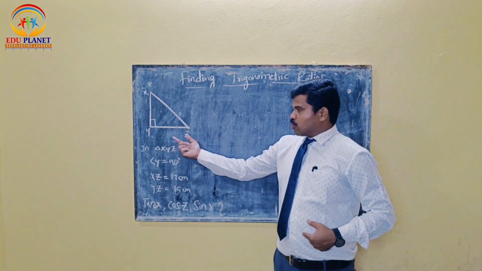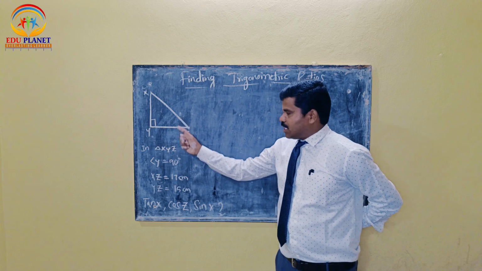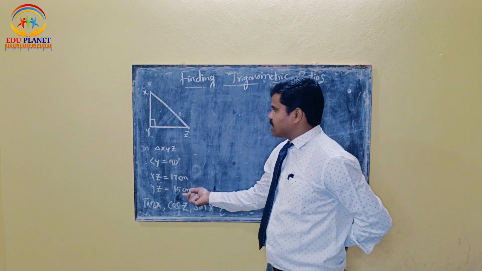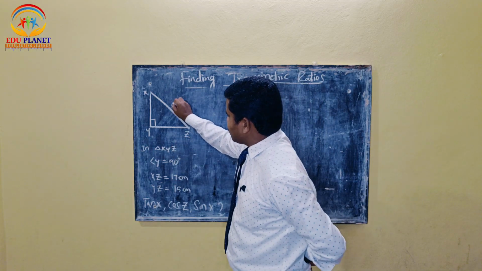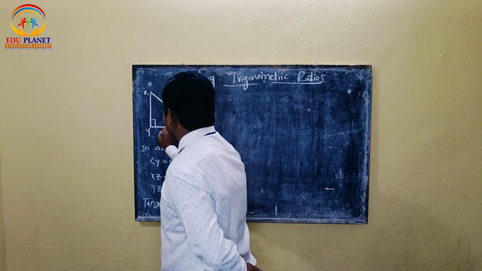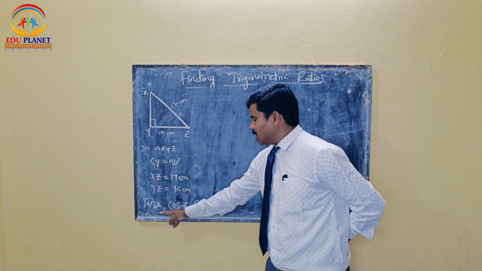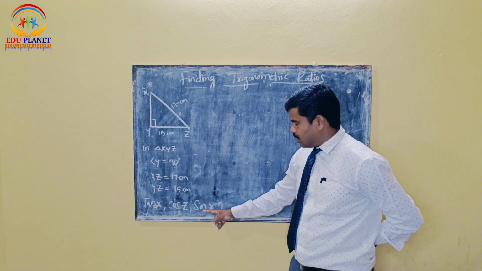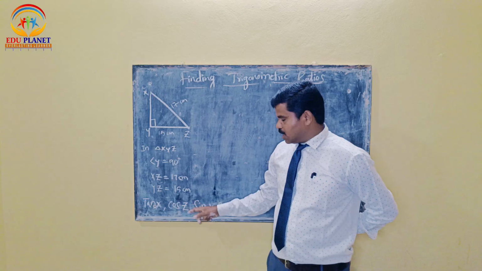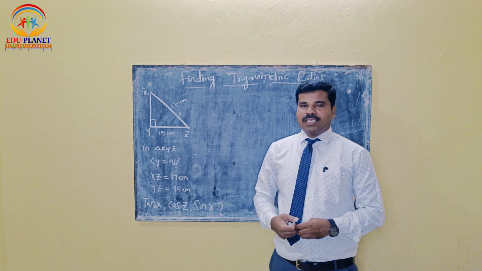See students, one more similar question. In right triangle XYZ, angle Y is 90 degrees. XZ equals 17 centimeters, and YZ is 15 centimeters. The question is, we need to find the tan X value, cos Z value and sin X value. With the help of the given information, we need to find these three ratios. Let us see how to solve it very easily.